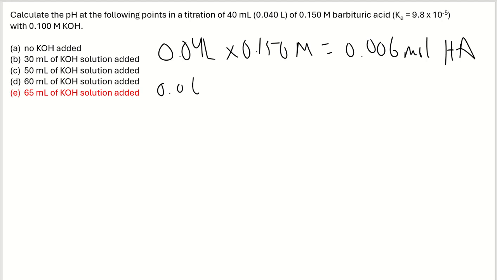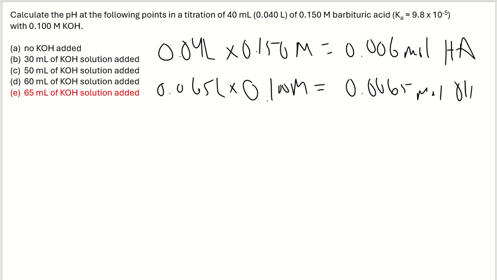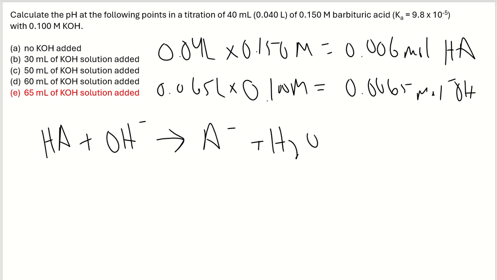And so 0.065 liters, because we convert the milliliters to liters, times 0.100 equals 0.0065 moles of OH minus. And if we do the math, what's happening here is we are starting with HA and we are adding OH minus. We're going to get A minus and H2O. We're starting with 0.006 here, 0.0065 here, none of that.